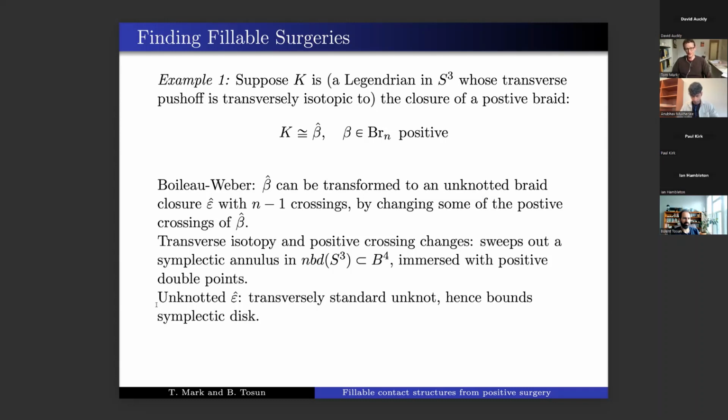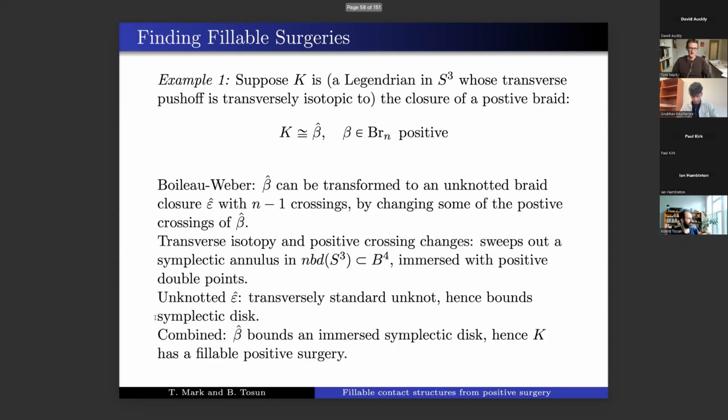So you attach the singular annulus that you swept out at first to this symplectic disk, and then you get a symplectic disk immersed in the 4-ball, bounding your positive braid, and so the theorem says you have a fillable positive surgery. Okay, so the corollary is that every positive braid admits some fillable positive contact surgery. So that's one example.